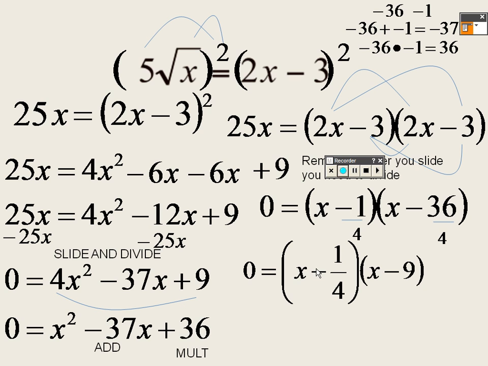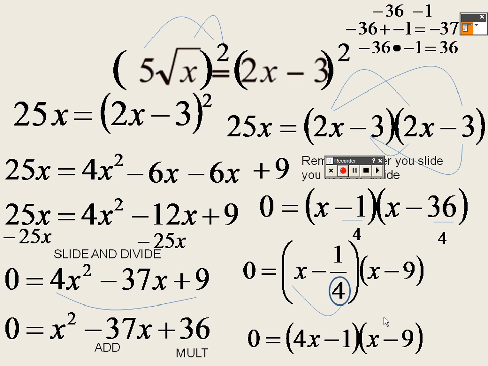So I get x minus 1/4, and 36 divided by 4 is 9. So you can just look at these and tell me the answer already. It's the opposites. So x equals 1/4 is an answer, because 1/4 minus a fourth is 0. And 9 is an answer because 9 minus 9 is 0. So 1/4 and 9 are the answers.